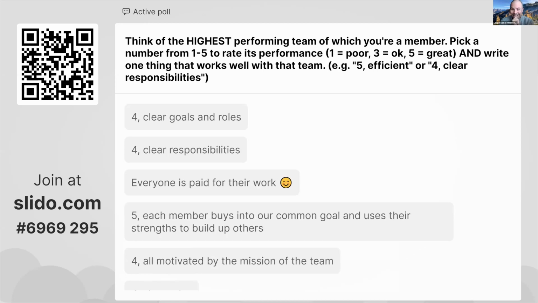Everyone's paid. Yeah, that's a good one, right? Expecting people to do significant amounts of free work is usually not a winning strategy. Small volunteer amounts we probably all put up with because we're in academic medicine, but at a certain point it crosses a threshold and it's not okay anymore. So clear responsibilities, clear goals and roles.